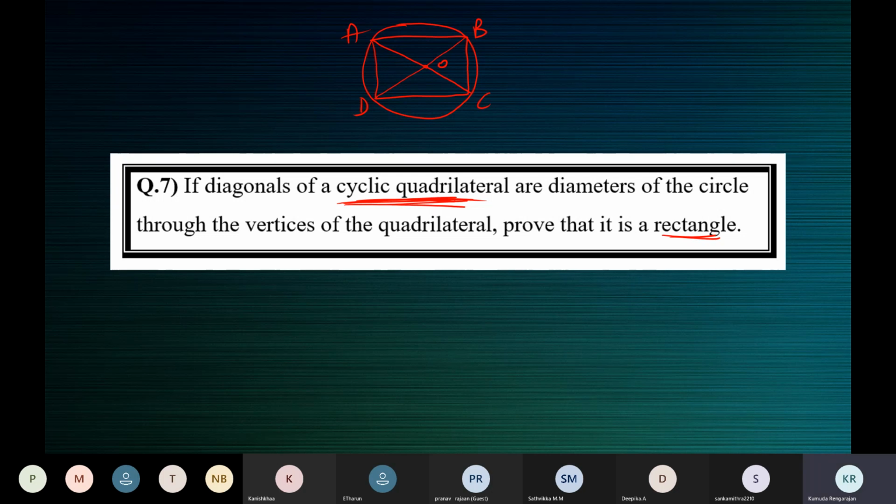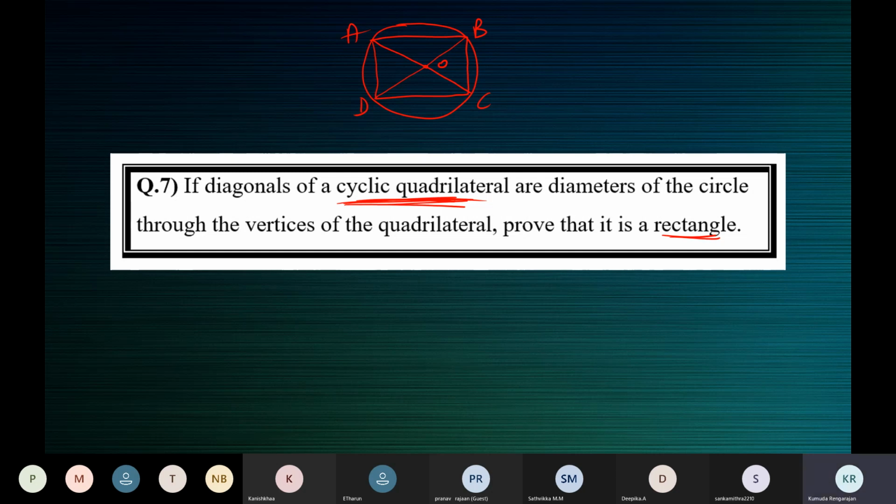Prove that ABCD is a rectangle. Who can recall the definition of a rectangle? When is a quadrilateral a rectangle? What are the two conditions to be satisfied by a quadrilateral to be called a rectangle? The quadrilateral must be a parallelogram, and in the parallelogram, one angle should be a right angle. A parallelogram in which one angle is a right angle is a rectangle.